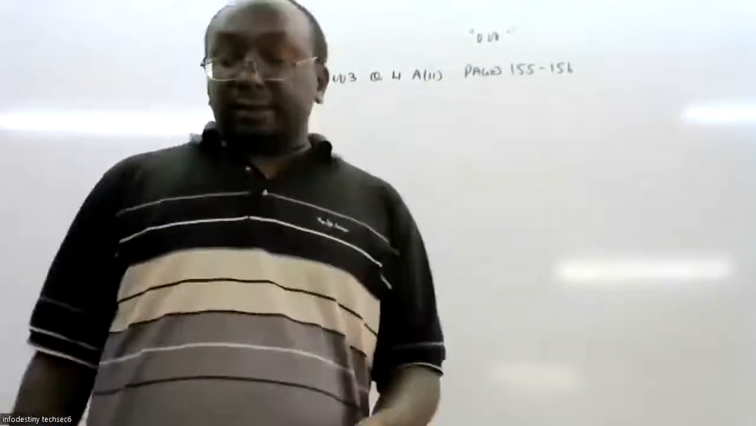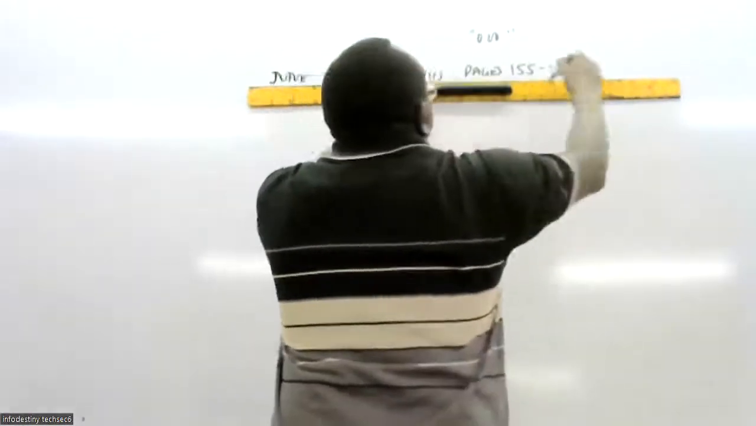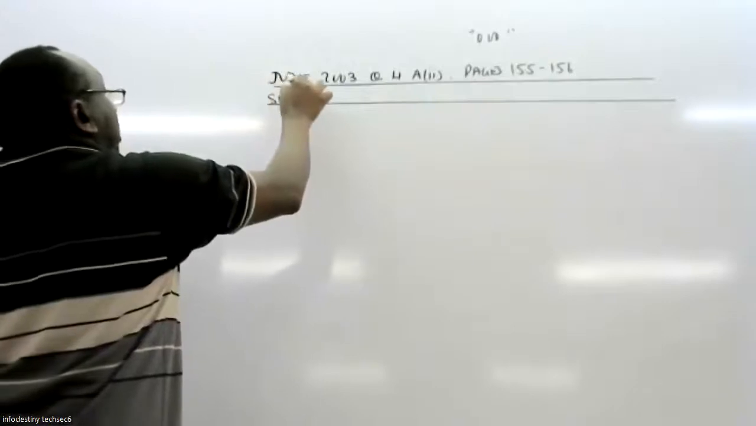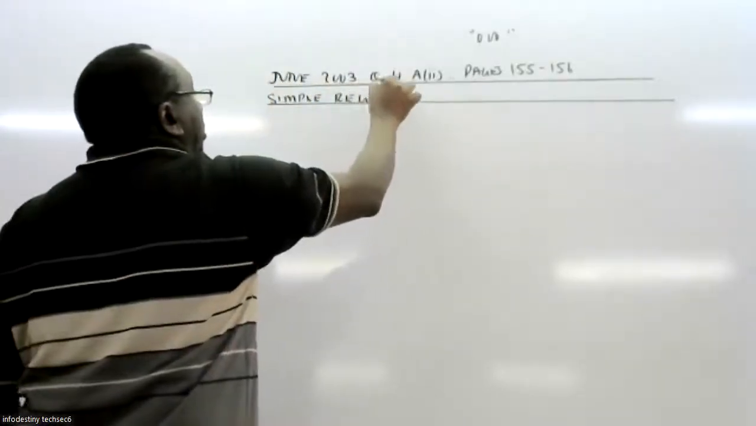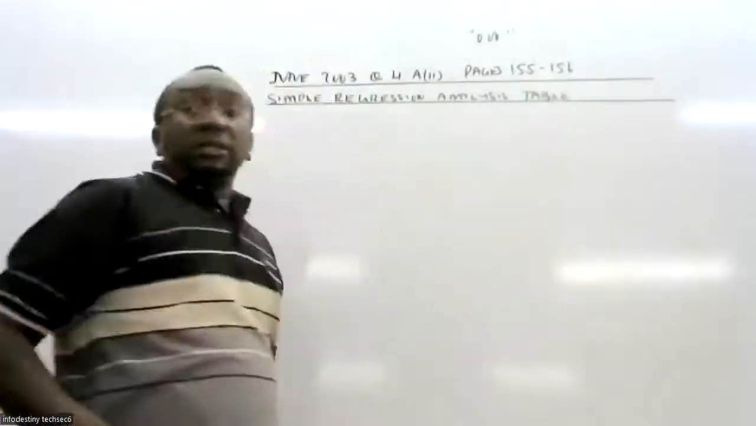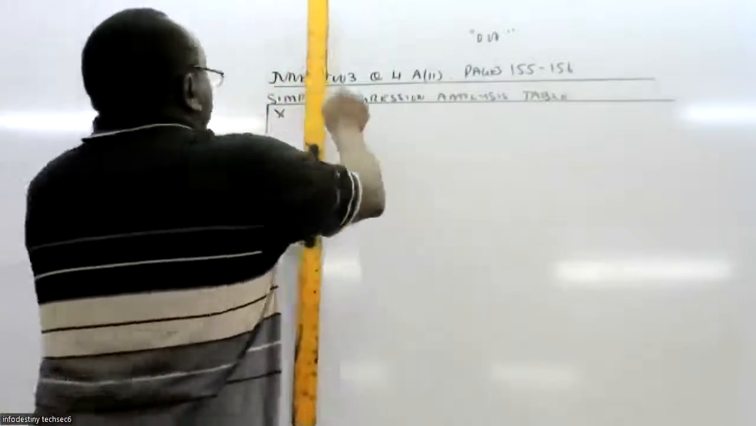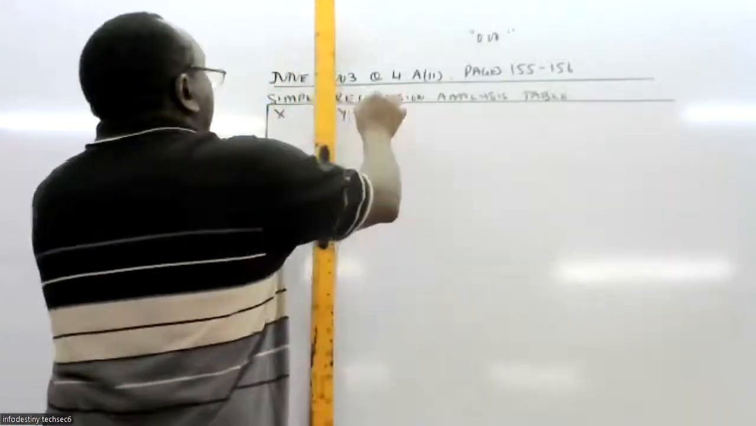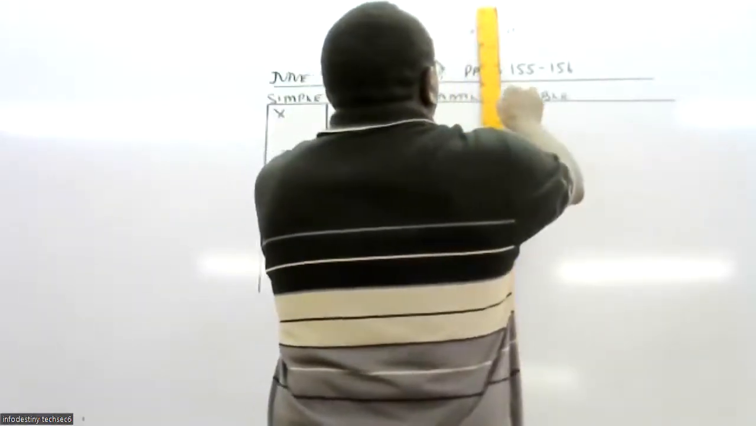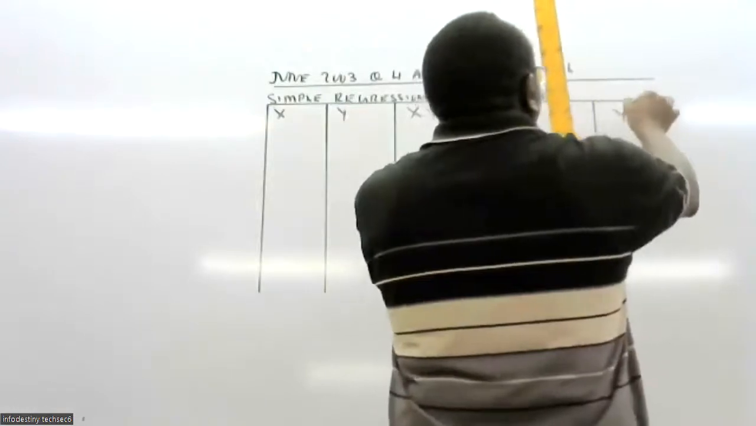Now when you're doing regression analysis, I want us to do a simple regression analysis table. This table has 5 columns in most cases, although not always. So we have a column for X, a column for Y, a column for X multiplied by Y, a column for X squared, and a column for Y squared.